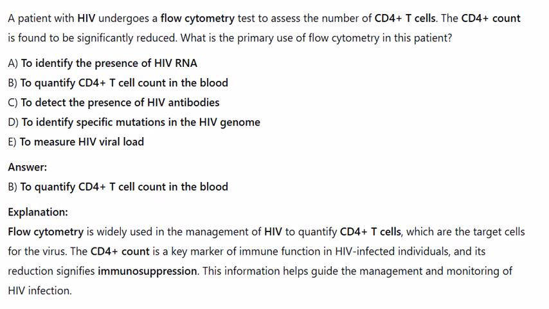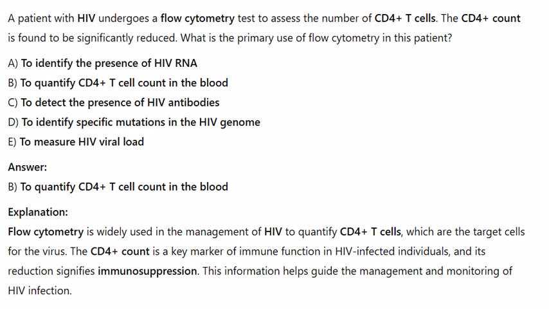A. To identify the presence of HIV RNA. B. To quantify CD4 plus T cell count in the blood. C. To detect the presence of HIV antibodies. D. To identify specific mutations in the HIV genome. E. To measure HIV viral load. Answer: B. To quantify CD4 plus T cell count in the blood.